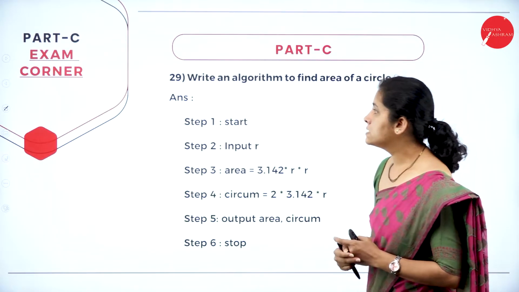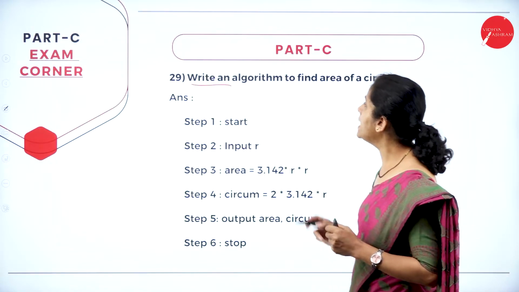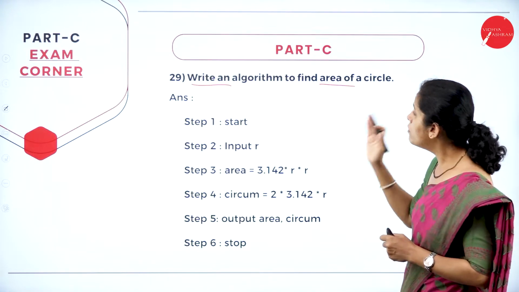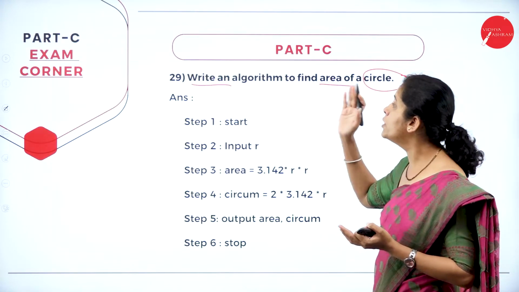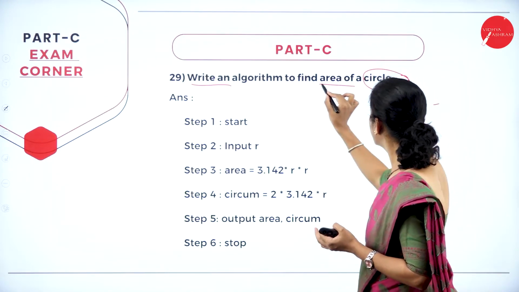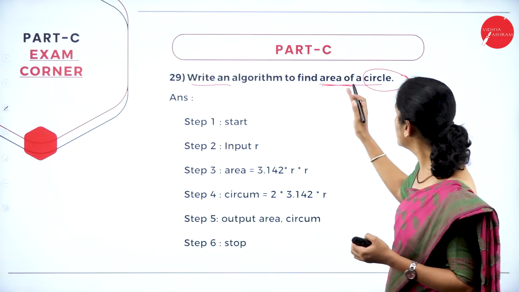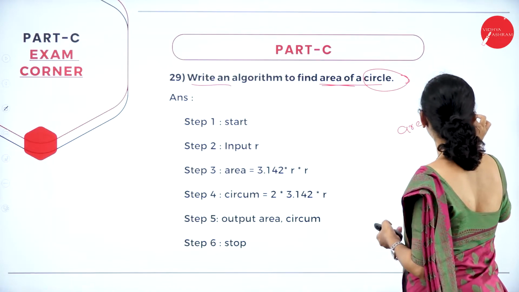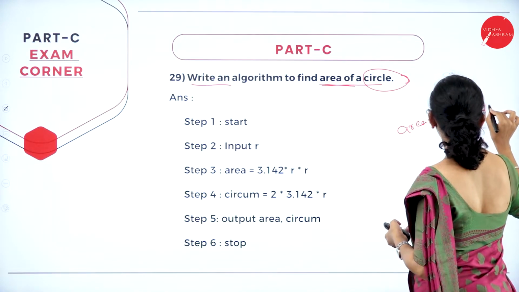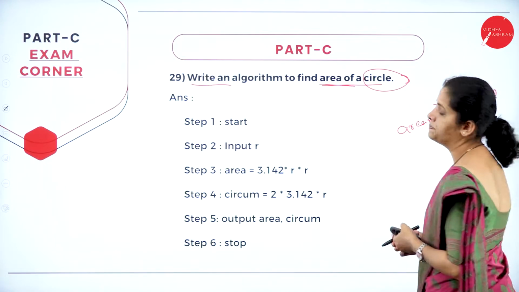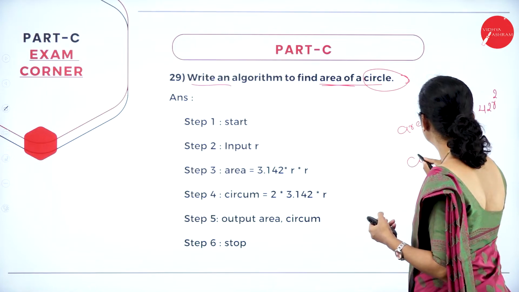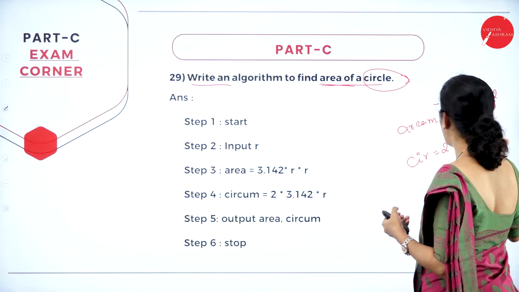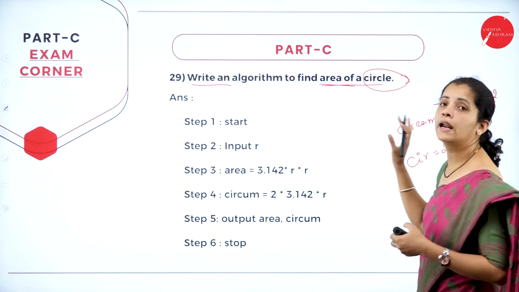Now let me consider another question here. Write an algorithm to find the area of a circle. So I want to write the algorithm here. Before going to write the algorithm, let me write the formula for finding the area of a circle. So what is the formula for the area of a circle? That is 3.142 r square. Now then what is the formula for circumference? That is 2 into 3.142 into R.